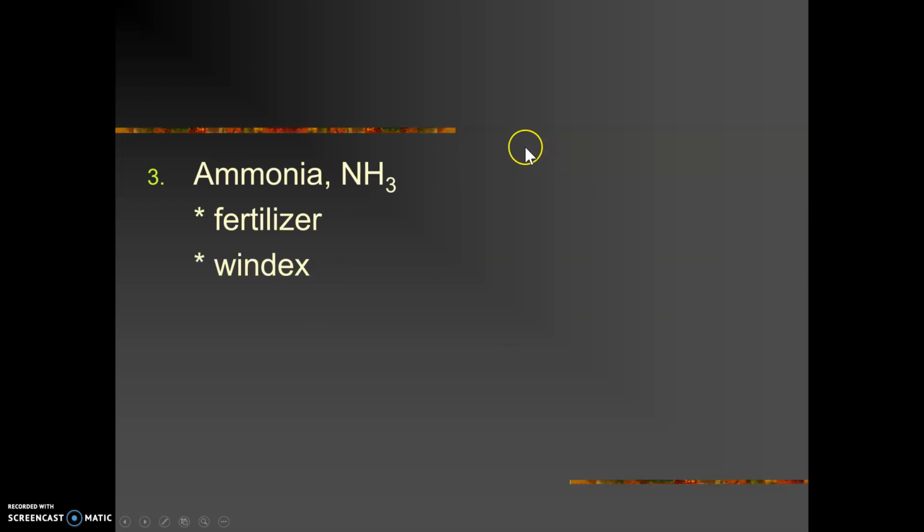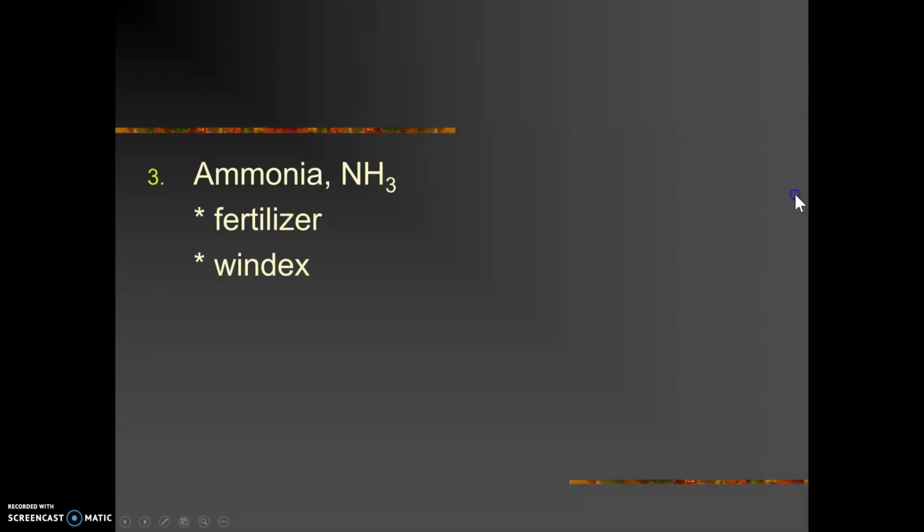Okay, now we're going to get into some bases here. So remember, this is the one base that doesn't follow the rules we've talked about, and you need to make sure you know that for the test. Ammonia is NH3, and this is used huge in fertilizer and also in Windex, which of course is just a brand of window cleaner. So it's used in window cleaner. It has a very specific smell.